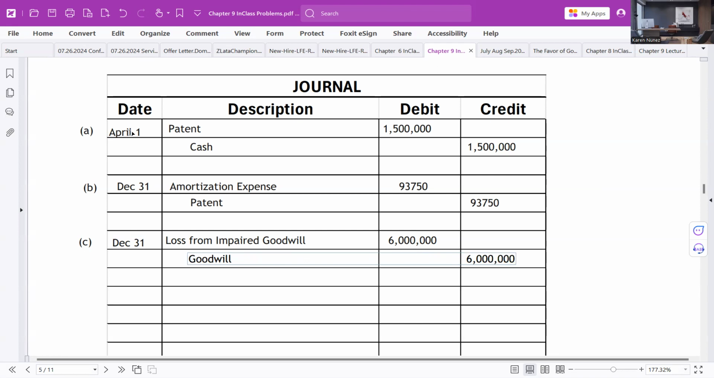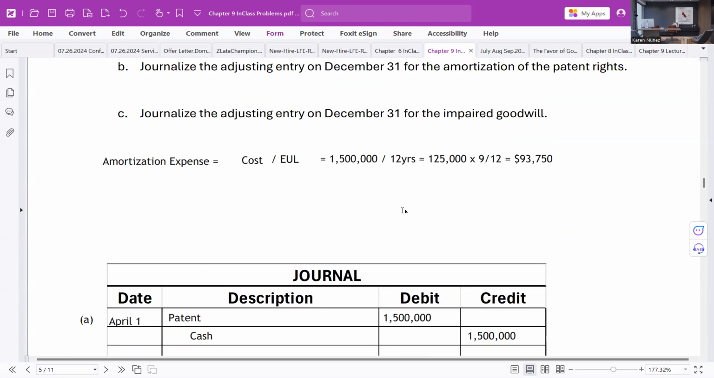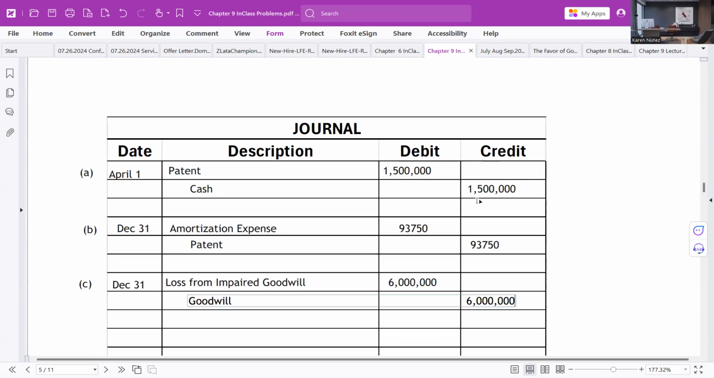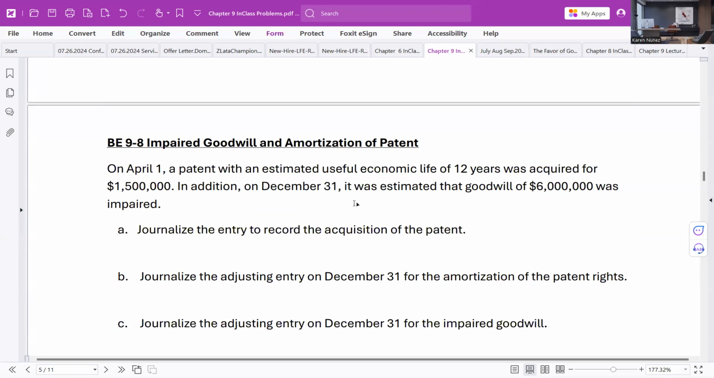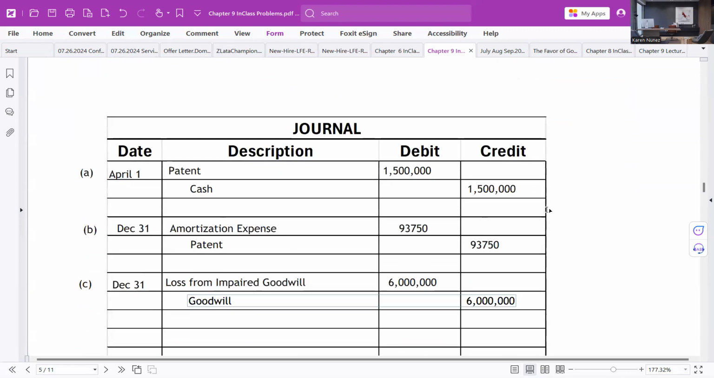So we looked at the acquisition of the patent, right? Debit the asset account and credit cash. We looked at amortization of the patent, which is just straight line amortization, the cost over the estimated useful life. And we looked at the impairment of goodwill. So the goodwill is thought to be impaired by $6 million. We want to make sure we recognize a loss account for this goodwill and credit the goodwill account.